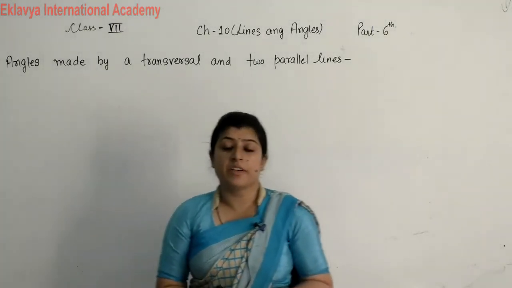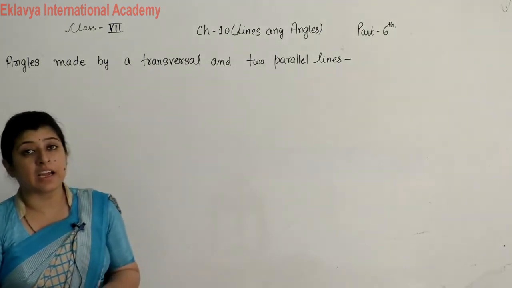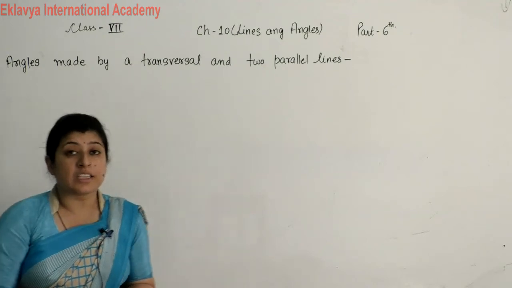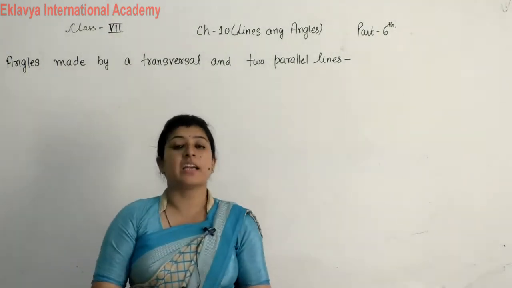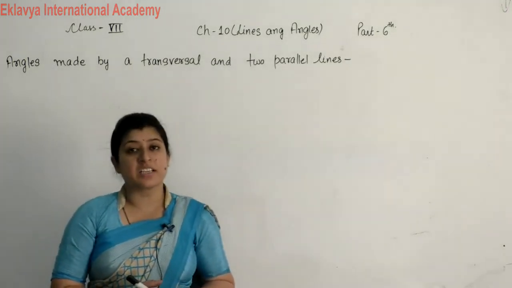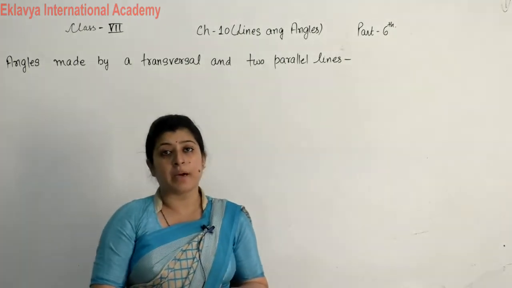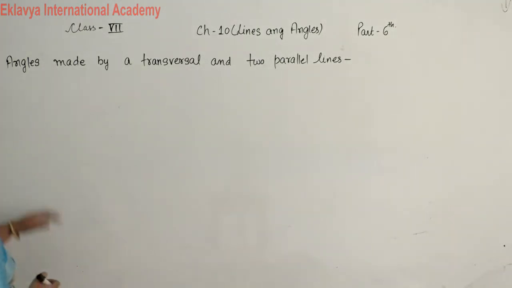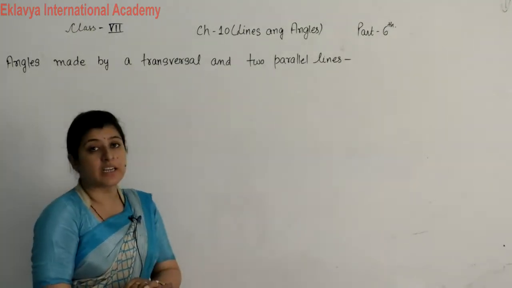Now today we will continue our chapter, lines and angles. In the last lecture we discussed the parallel lines and transversal. Now we will see the concept of angles made by a transversal and parallel lines. See here: angles made by a transversal and two parallel lines.